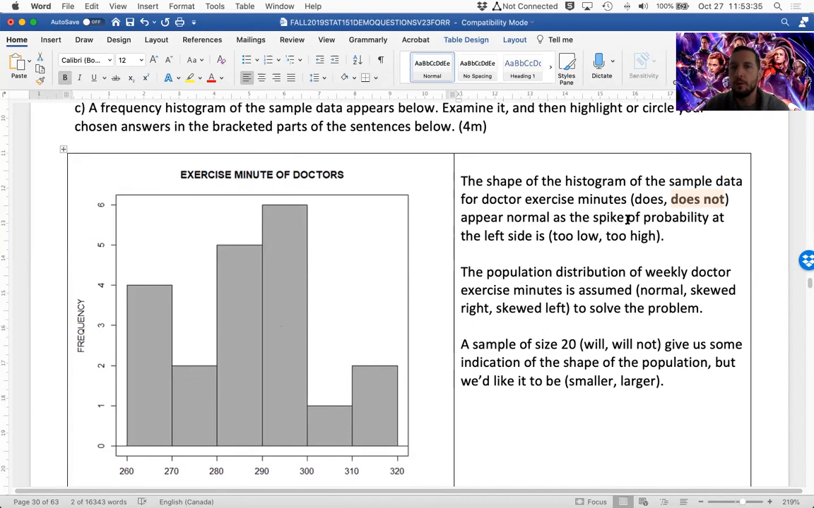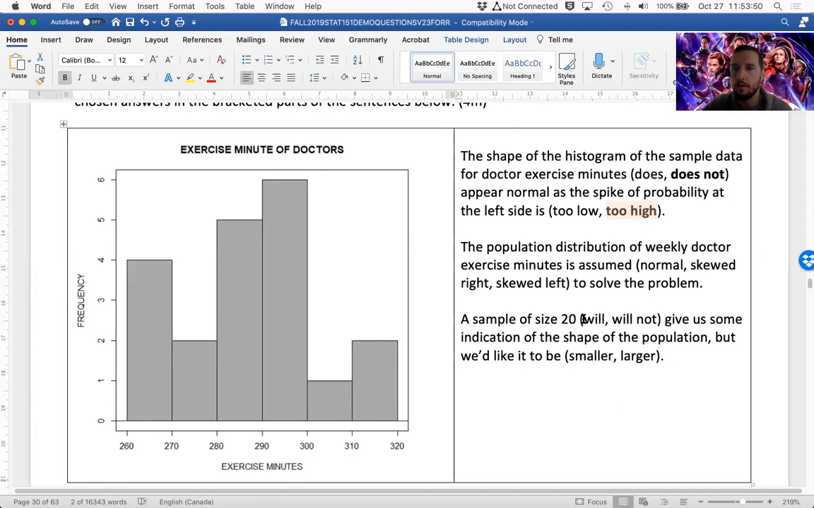Does not appear normal as the spike of the probability at the left side is too high. So basically just saying that this peak here, if it was reduced, that would look a little bit more bell curve-like. So this part here is too high. A sample size of 20 will give us some indication of the shape of the population, but ideally we would like to have a larger sample. So from 20, we're getting some indication of what the population will look like. That's fair, but the more we collect, the better.